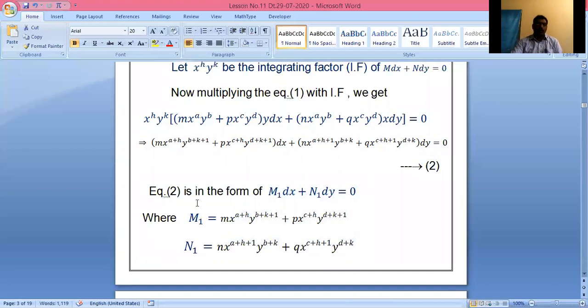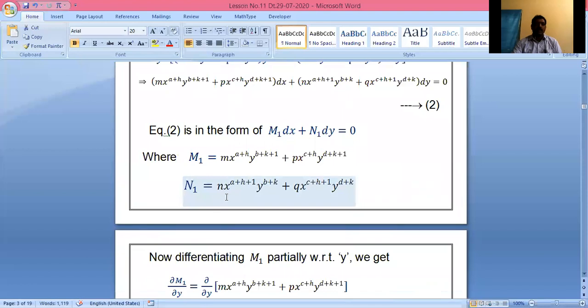Now equation 2 is in the form of M1 dx + N1 dy = 0, where M1 is equal to m x^(a+h) y^(b+k+1) + p x^(c+h) y^(d+k+1), and N1 is equal to n x^(a+h+1) y^(b+k) + q x^(c+h+1) y^(d+k).